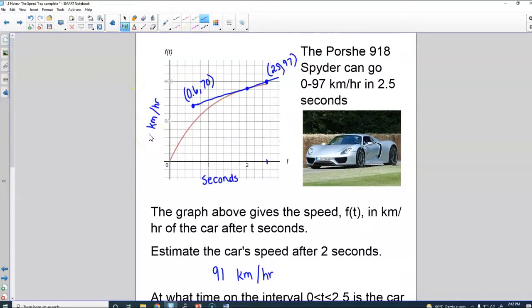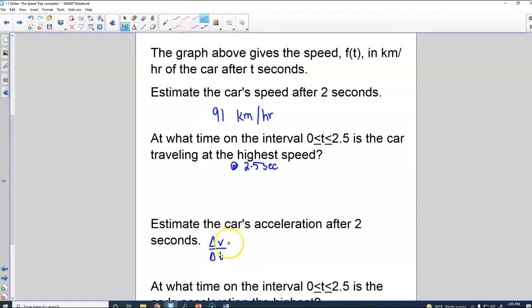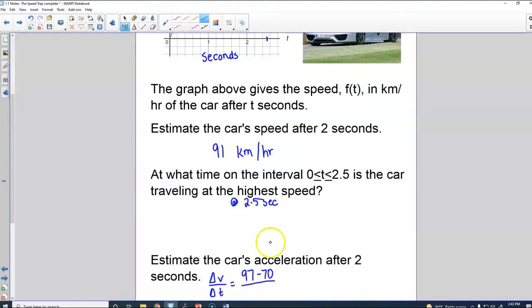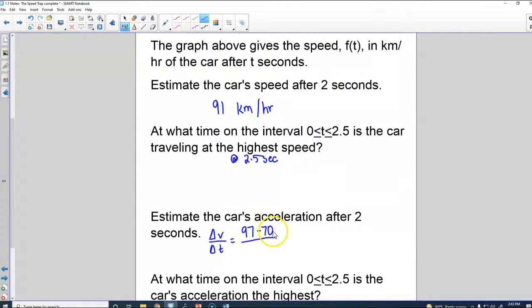So we would be looking at the change in velocity over change in time. So our change in velocity would be 97 minus 70, right? Over change in time, which would be 2.5 minus 0.6. And this is kilometers per hour, and this is seconds, which is going to cause us a problem here.